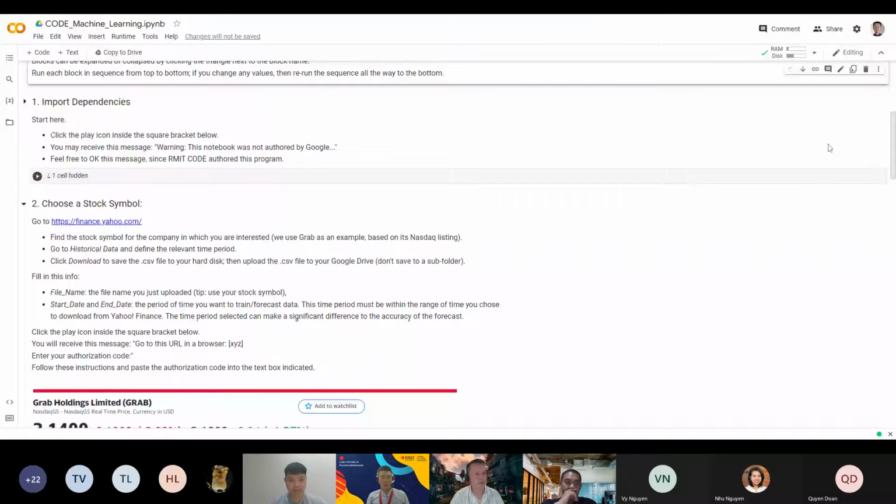Scroll down, and effectively there's a set of instructions here, again, to help you when you come back and use this yourself for your assessments. So the first thing we're going to do, we're just going to do it step by step. So number one, import dependencies is basically going to tell your computer to speak to this software. So there's a little play button here. So when you're ready, press that play button.